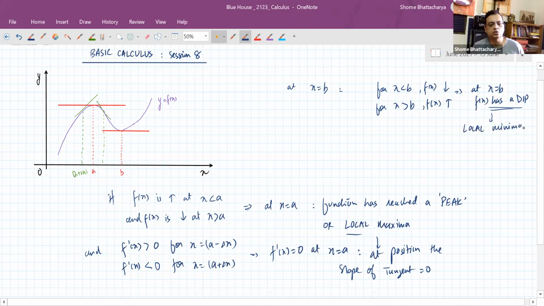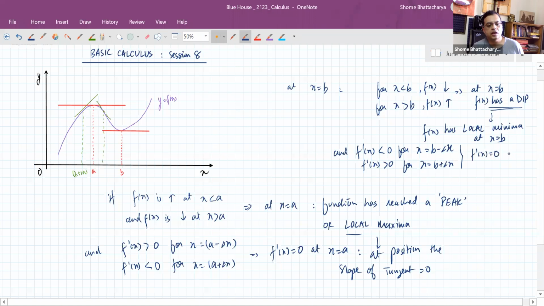The function reaches a local minima at the point x equal to B. And again, from this, you can also understand that the derivative of the function is going to be negative for x equal to B minus delta x. It's going to be positive for x equal to B plus delta x. And the derivative is going to be 0 at x equal to B, which is the point where the function has reached the local minimum.